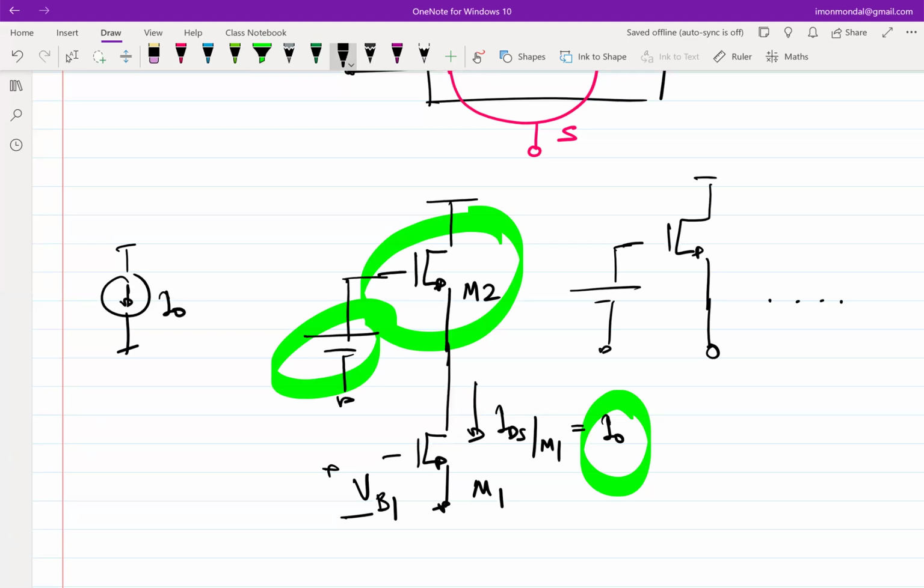I naught depends on the lower transistor. As long as M1 and M2 are in saturation, then I naught only depends on the lower transistor, which is IDS of the lower transistor. It doesn't depend on M2. Right? Again, why does it not depend on M2?